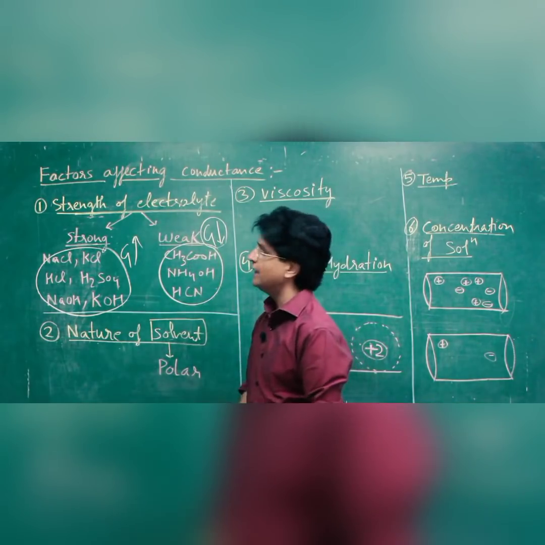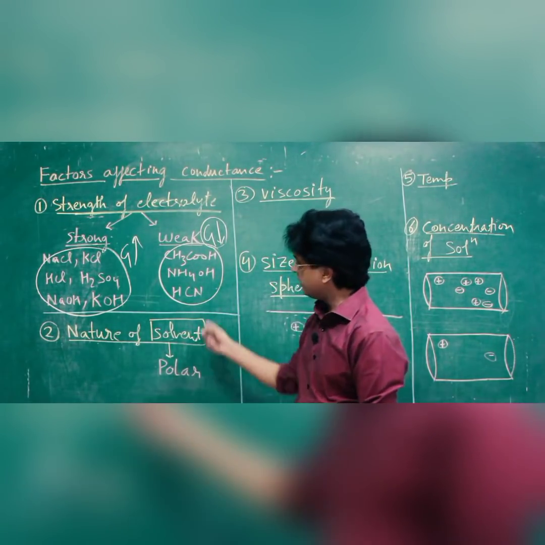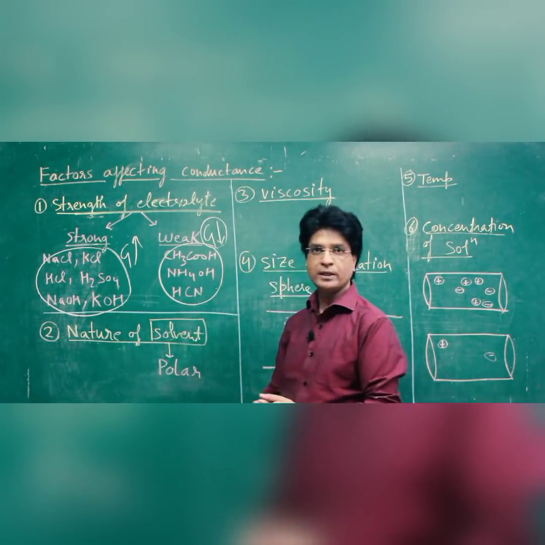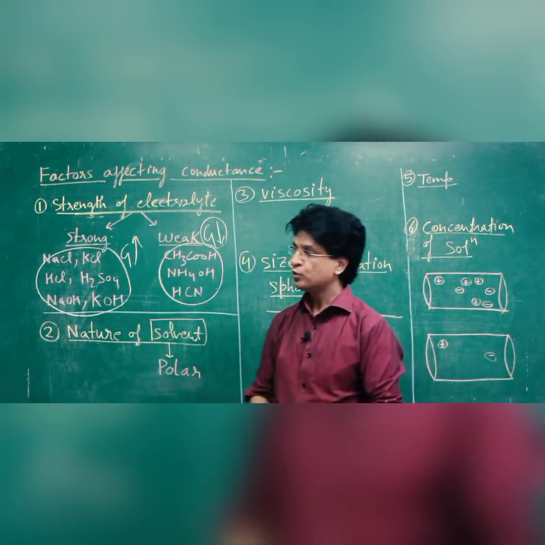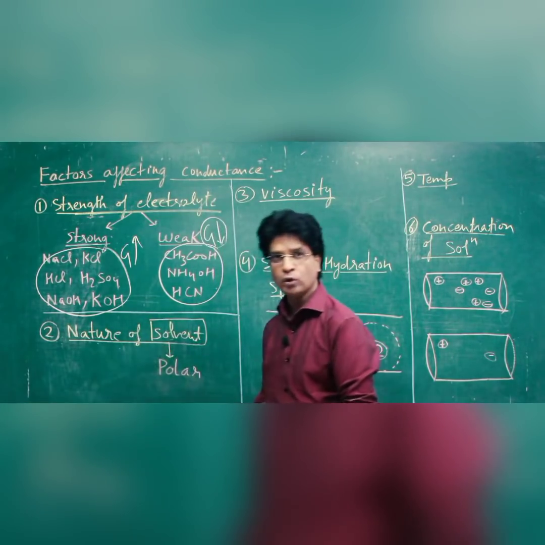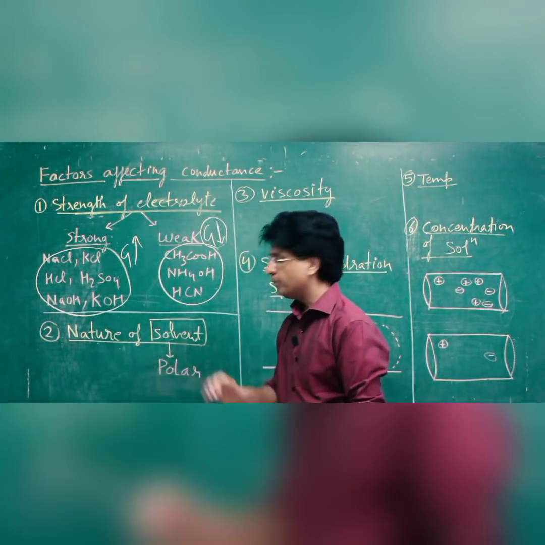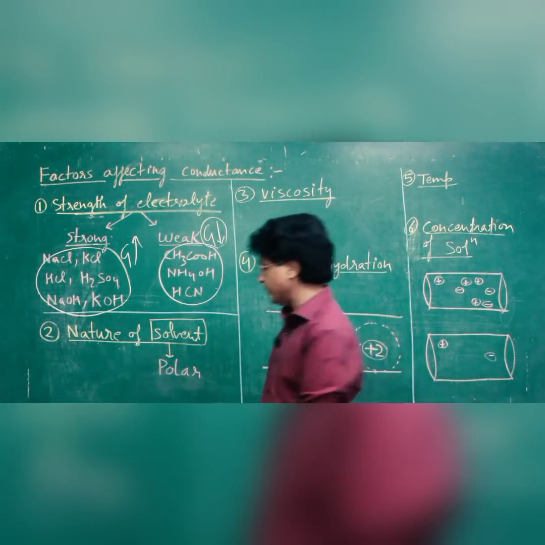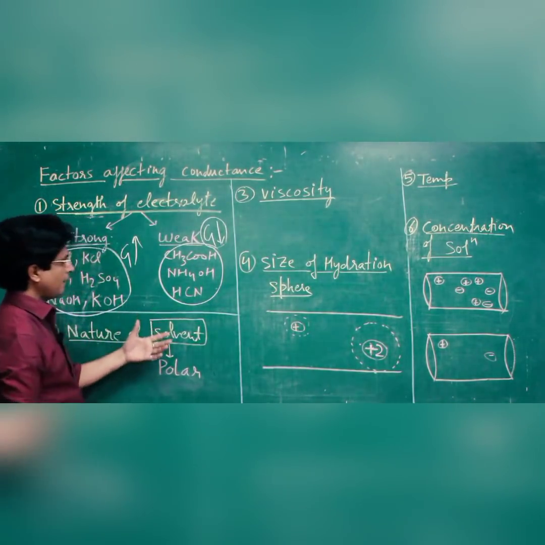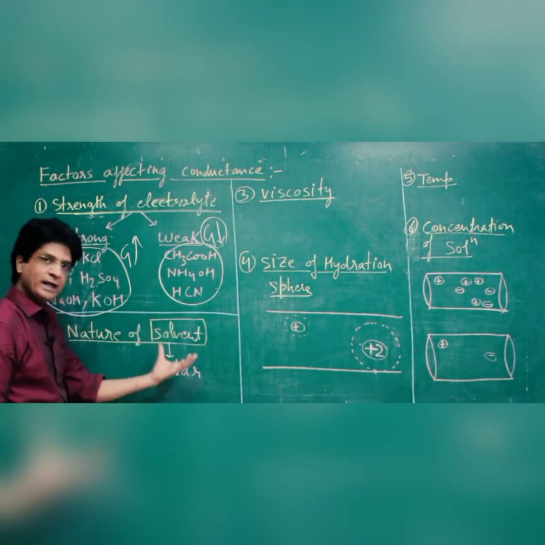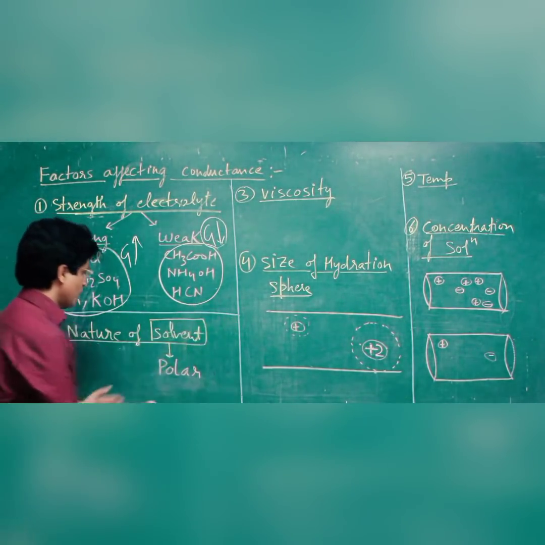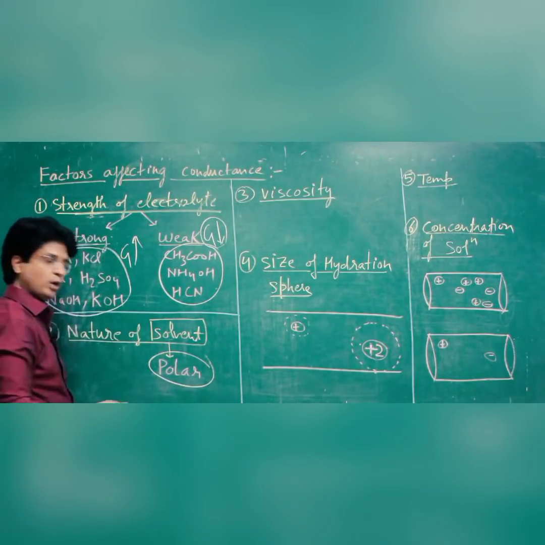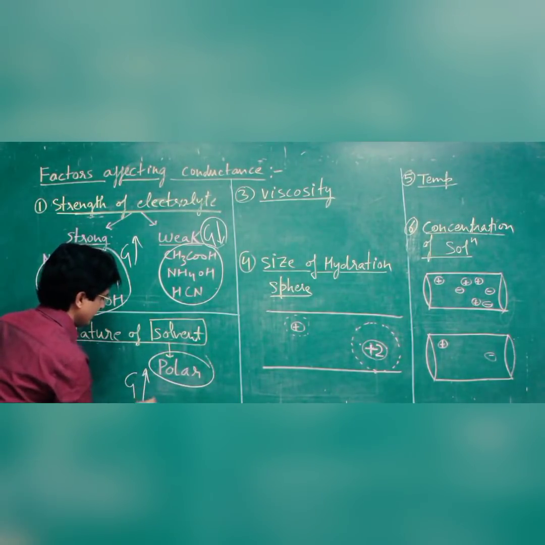Now we all know that electrolytes are polar in nature. If I choose a polar solvent, I know that like dissolves like. So these electrolytes will dissolve more, or dissociate more, in polar solvent. So if I am using polar solvent, the dissociation will be more, I'll get more ions, meaning more conductance. So if I am using polar solvent, conductance will again increase.